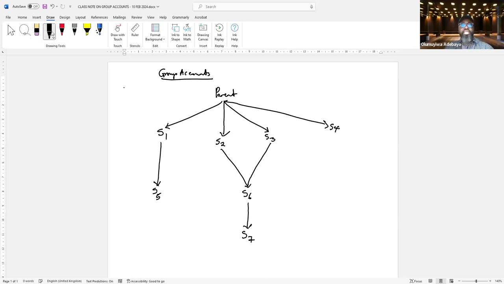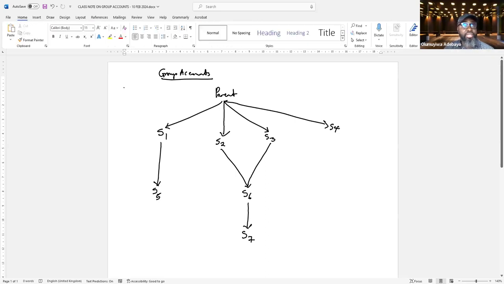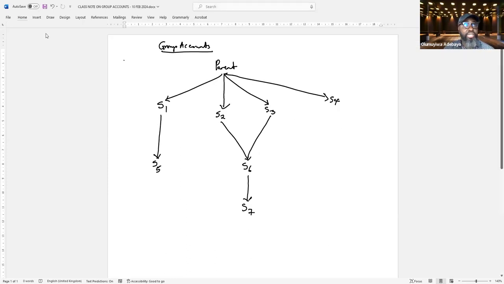Now, who can delineate this structure? Who can delineate this structure? You can raise up your hand if you want to delineate this structure. Okay, Z. You can unmute. I'll give you access.